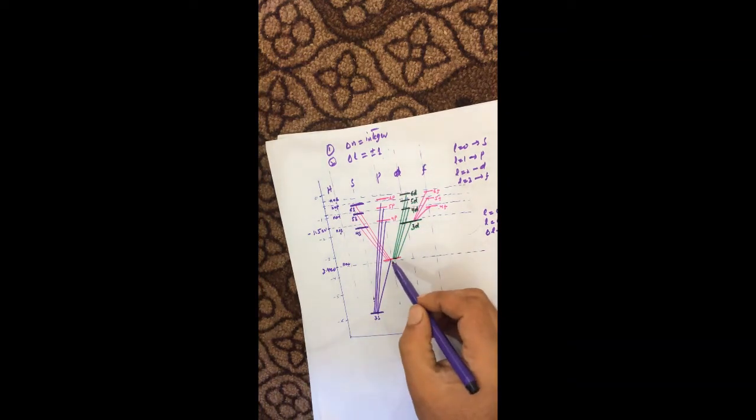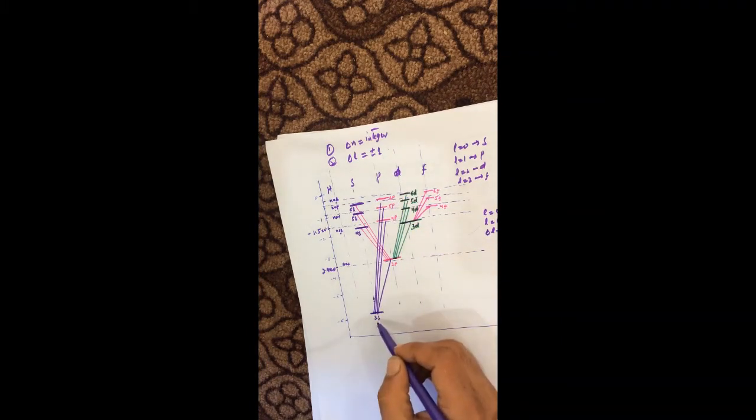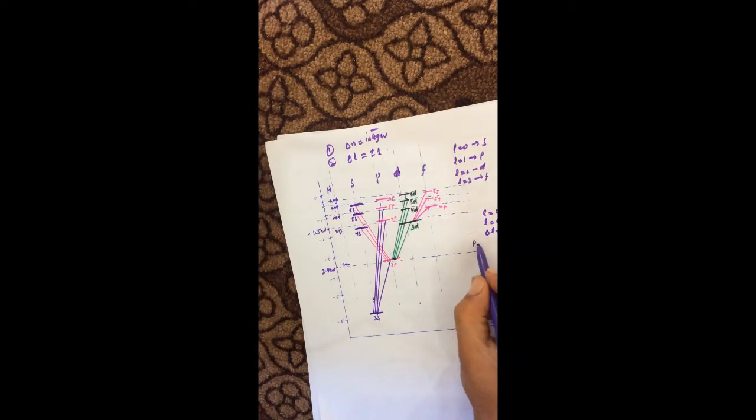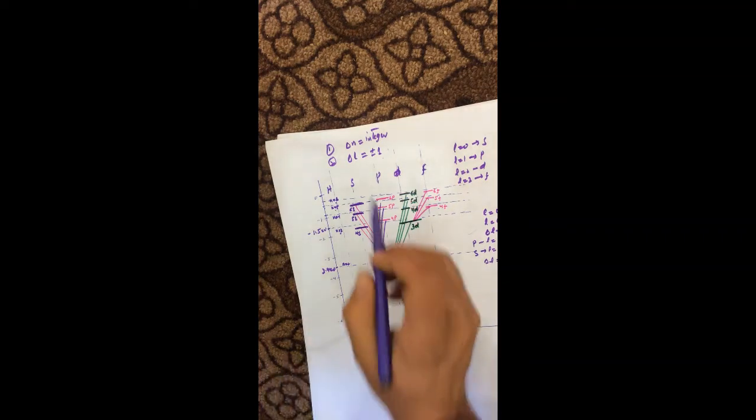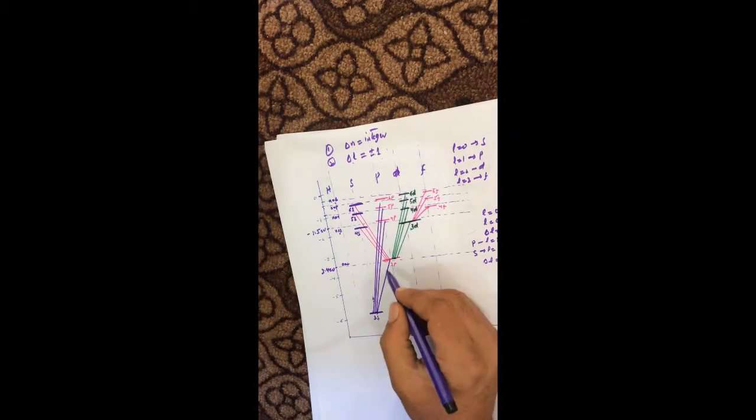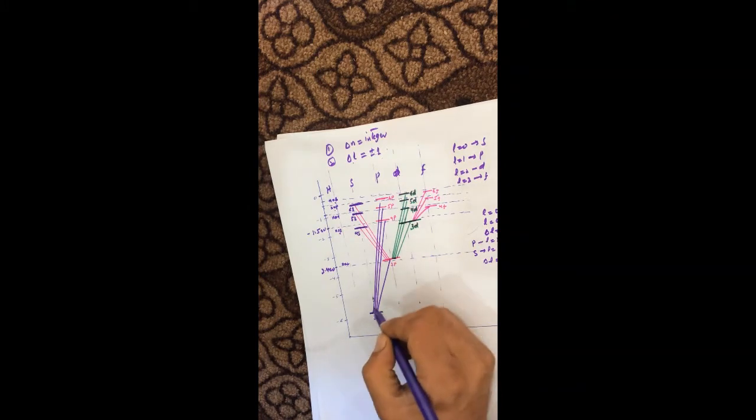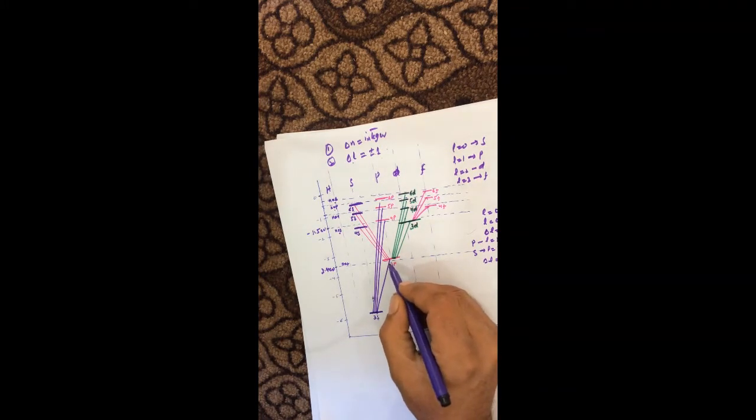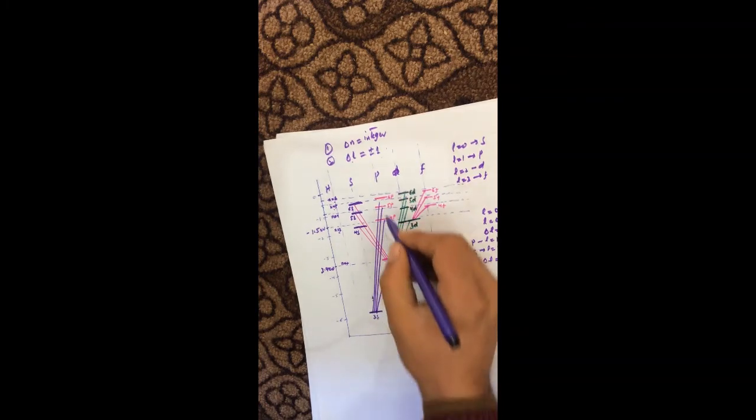But if I look at 3p, 4p, 5p, 6p and the s level, then for p we have L value 1, and for s we have L value 0. So delta L is 1, which obeys the selection rule: delta L is either plus 1 or minus 1. So the selection rule is obeyed during the transition from p to s. It means the transition occurs from 3p to 3s, 4p to 3s, 5p to 3s, and 6p to 3s.